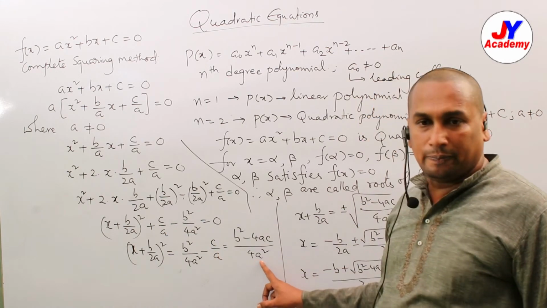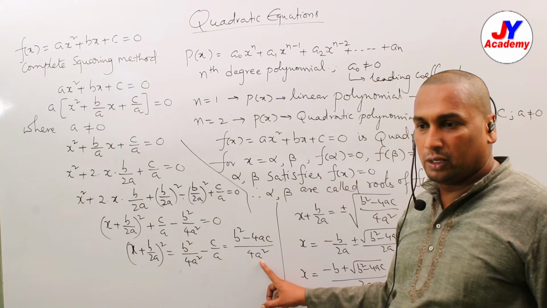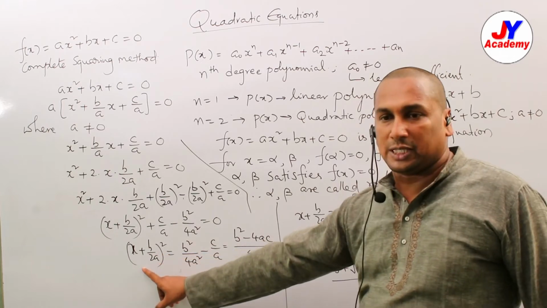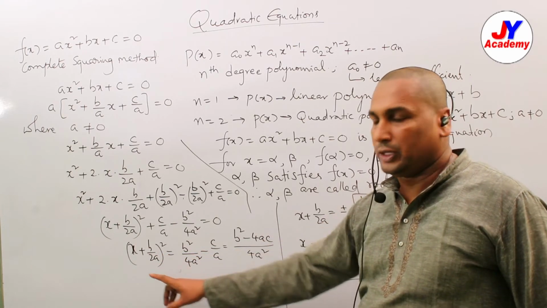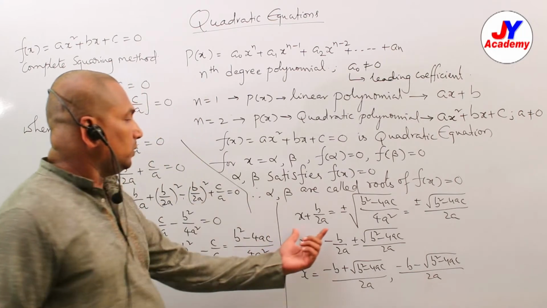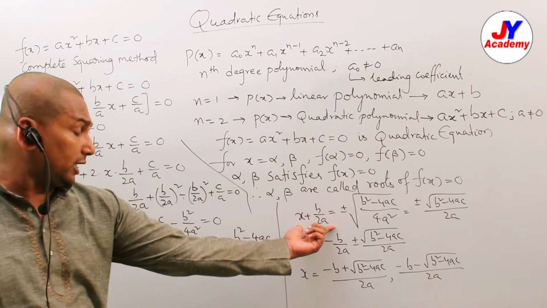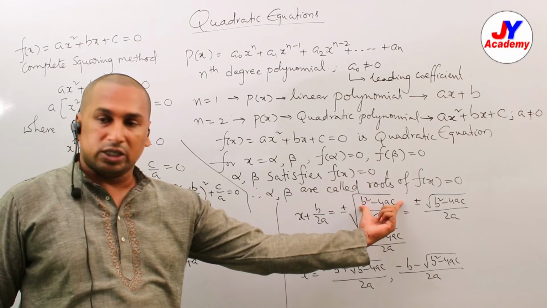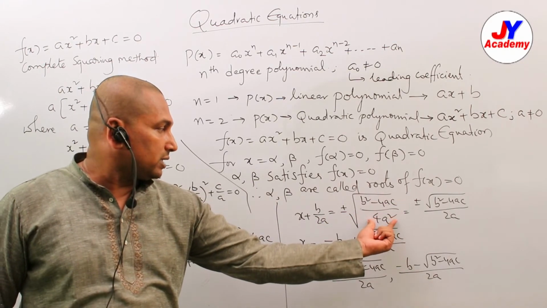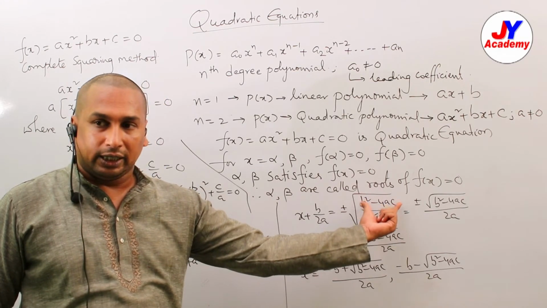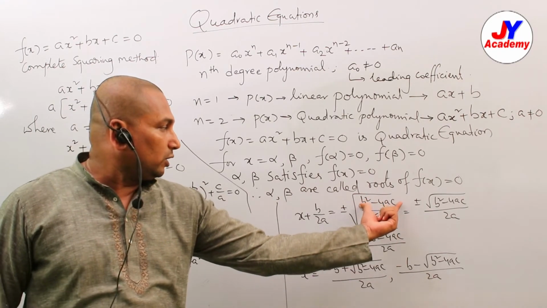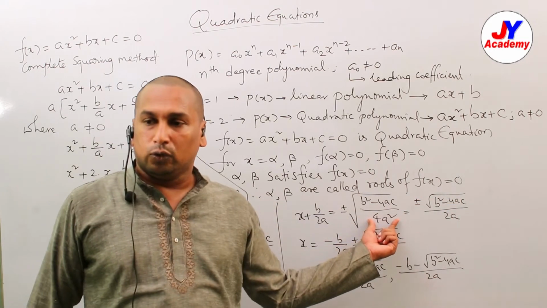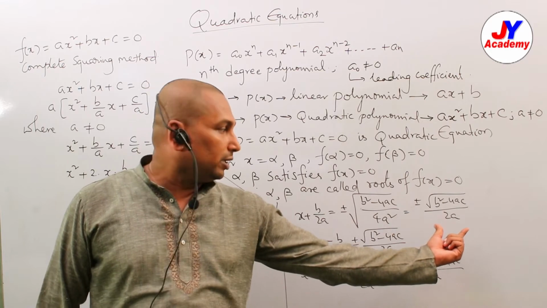By taking LCM 4a square, b square minus 4ac, it is all equal to x plus b by 2a whole square. Now x plus b by 2a is equal to plus or minus root over b square minus 4ac by 4a square. Separate the square root for numerator as well as denominator. So for the numerator it is root over b square minus 4ac. For the denominator it is 4a square. Square root of 4a square means 2a.